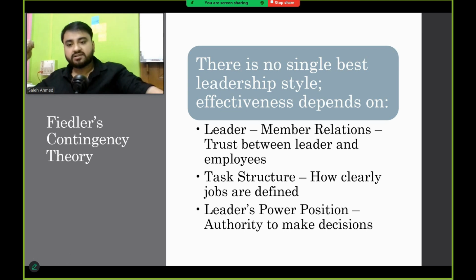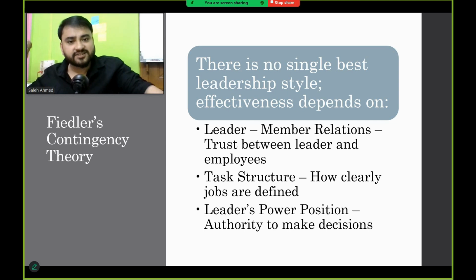Then we have Fiedler's contingency theory, which states that there is no single best leadership style, and the effectiveness depends on leader-member relations, task structure, and leader's power position. Leader's power position, as in, if you imagine you are working under a leader and you are aware that this particular leader is not having any sort of power in the organization, you will feel very demotivated to work under such a leader, right? And on the other hand, if you know that the leader under which you are working is a very powerful person in that particular organization, you will automatically feel motivated, right?